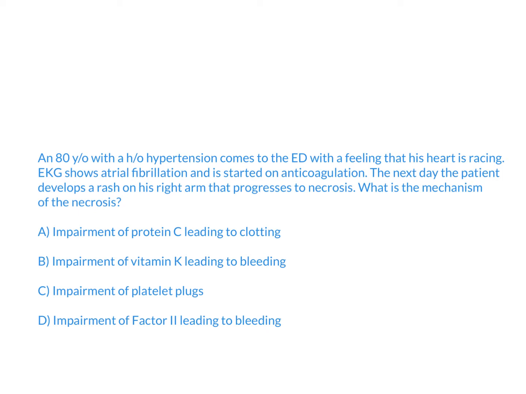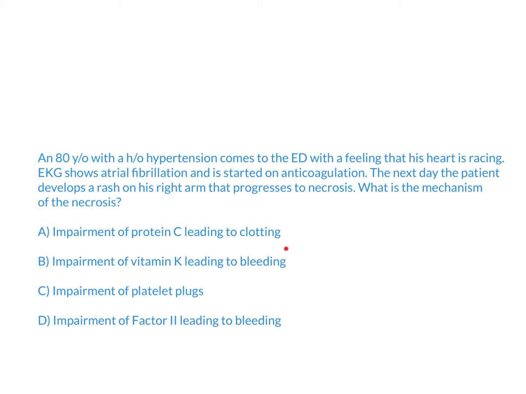So for this question, we have an 80-year-old with a history of hypertension, comes into the ED with a feeling that his heart is racing. The EKG shows atrial fibrillation and is started on anticoagulation. The next day, the patient develops a rash on the right arm that progresses to necrosis. What is the mechanism of the necrosis?